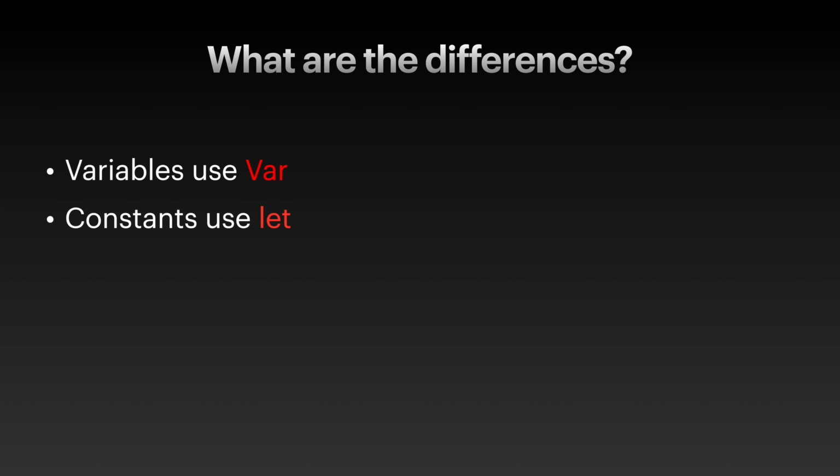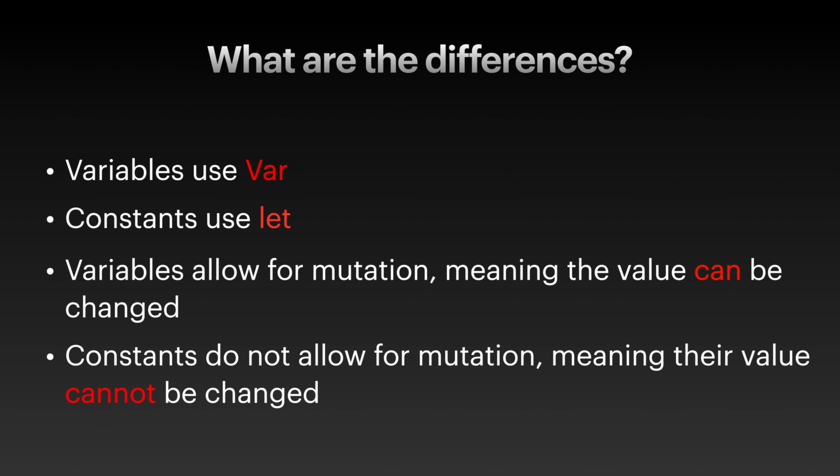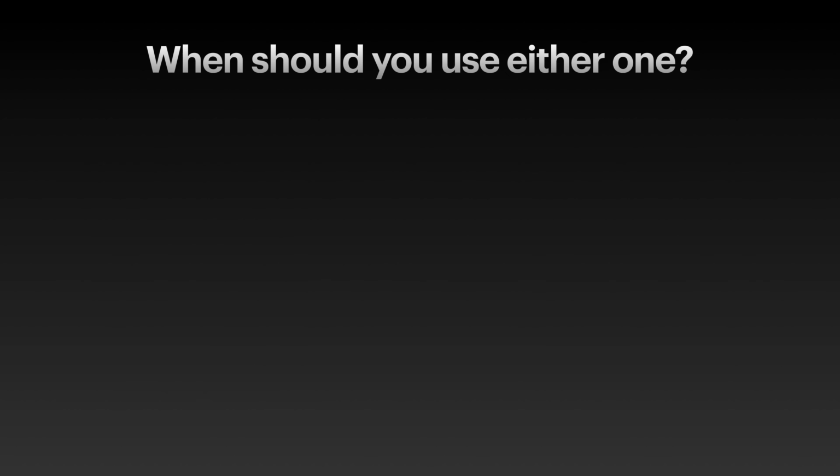So for one, variables use var and constants use let. And variables allow for mutation, meaning that the value can be changed, while constants do not allow for mutation, meaning that their value cannot be changed.